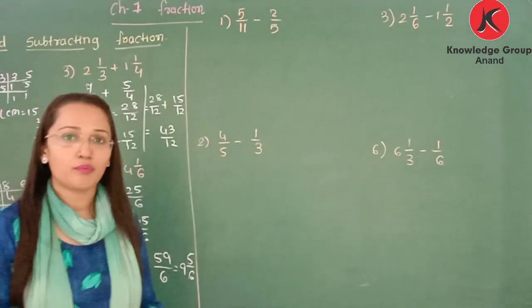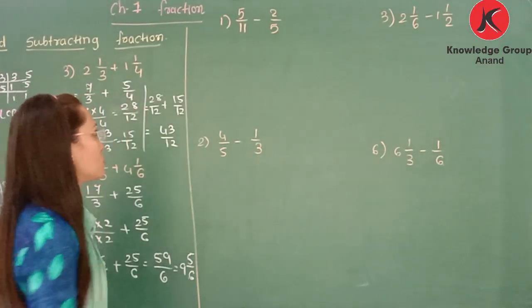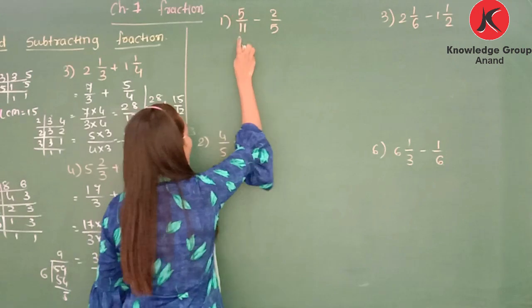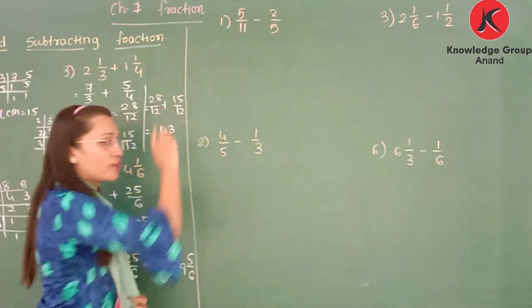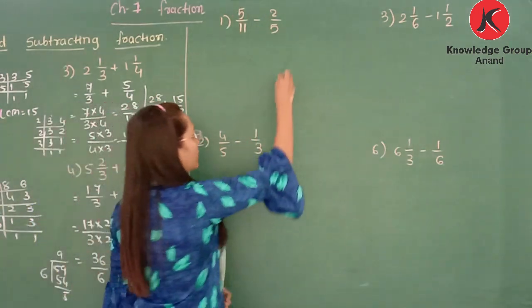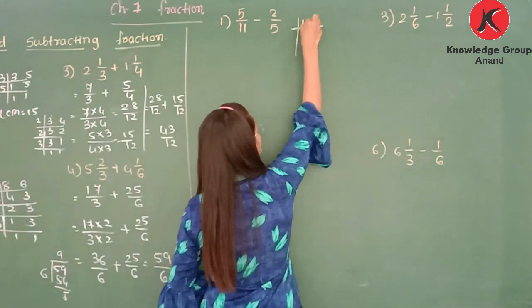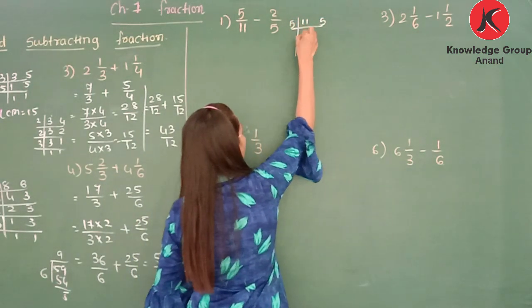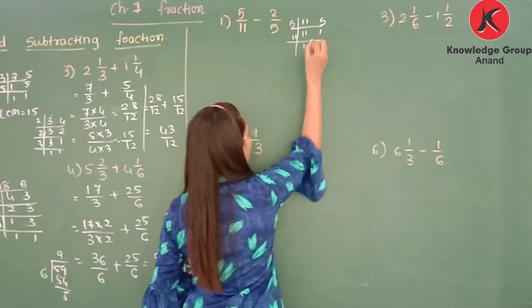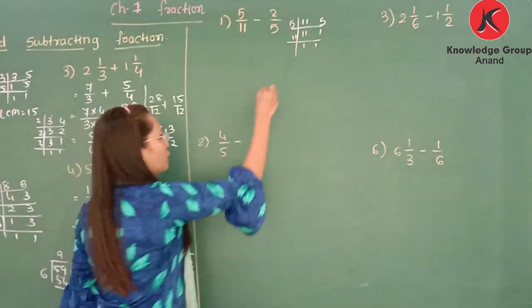Let's solve some examples of subtraction of fractions. So here first 5 by 11 minus 2 by 5. So what we need to do? Take the LCM of 11 and 5. So here 5 ones are 5, 11 ones are 11. So LCM is 55.